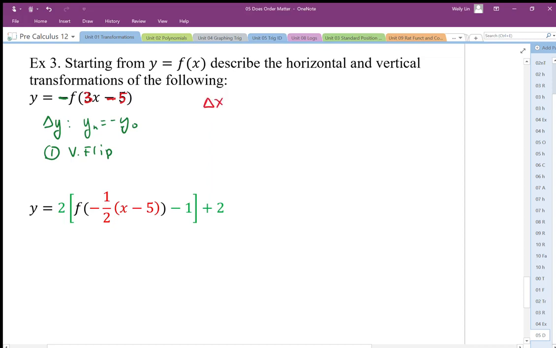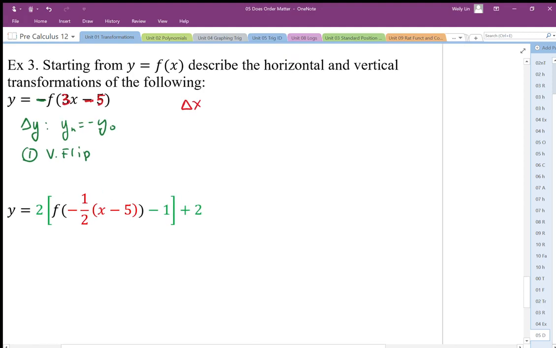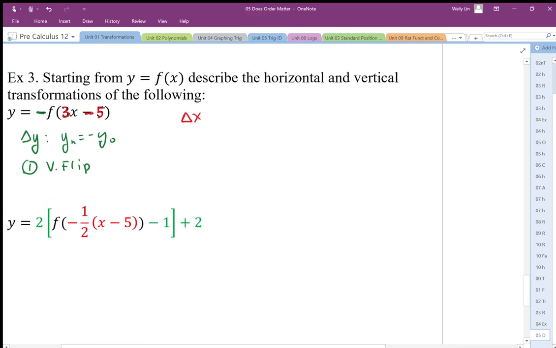The change in x, now we have to be careful, because the change in x, what I see in the notation, is the opposite of what I'm actually going to do. So instead of timesing by 3, I'm going to compress by 3. Instead of minusing 5, I'm going to go right 5. The order matters, so I just want to make sure that I get it in the right order. So my notation is backwards from what I want to do.